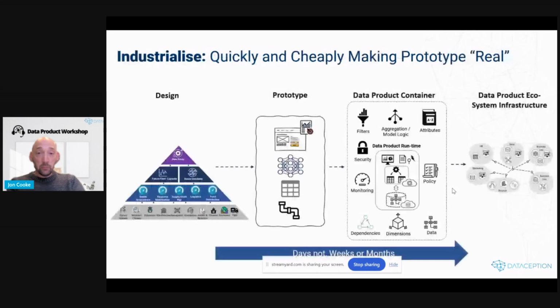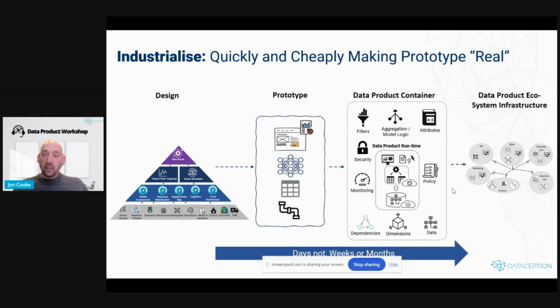And the way we do it is, once you've got the prototype, you build something called data product containers, which we do quickly and iteratively. The data product container is an industrial, enterprise grade package for the data product. It has an industrial version of the model, the test data, the pipelines, and the UX and UI. But it's also got all the good stuff around data governance and data management, so security, monitoring, policies, all that kind of stuff.